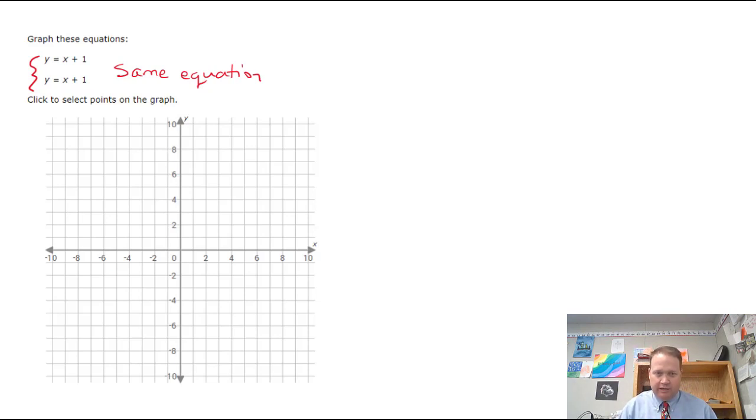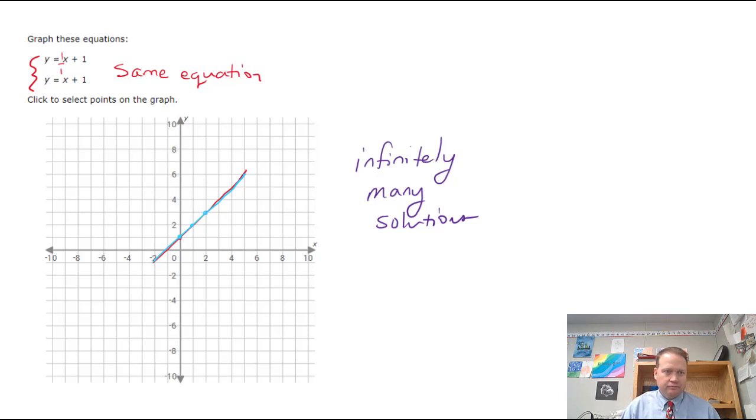Starting at x plus 1 means starting at plus 1, and then its slope is 1 over 1. We're going to get a line that looks something like that. When you graph the other line, we put another dot there, and even though it's a different color, it's still the same line. You'll notice that they overlap constantly. They always have points in common, and so we say this system, when we graph it, has infinitely many solutions.